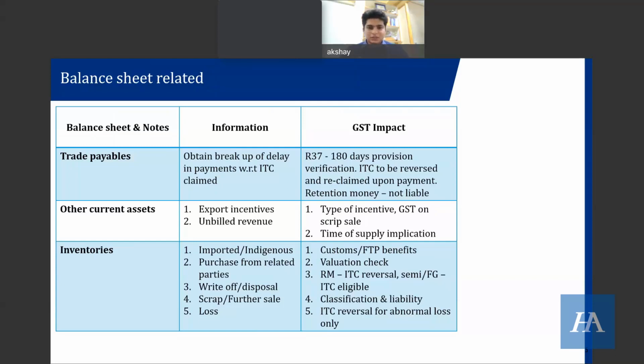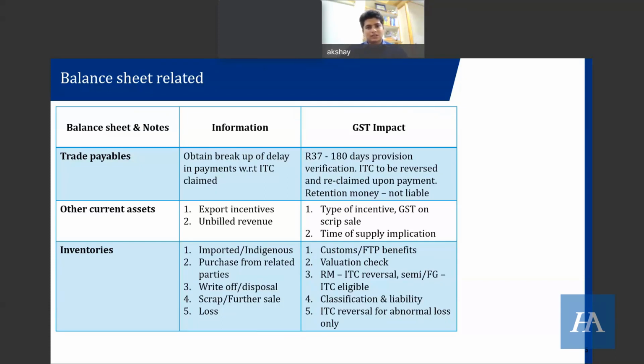So from a practical point of view, you need to obtain this breakup of delay in payment to vendors with respect to the ITC which has been claimed. There may be certain expenses where ITC is not claimed, and that would not impact the indirect taxes.